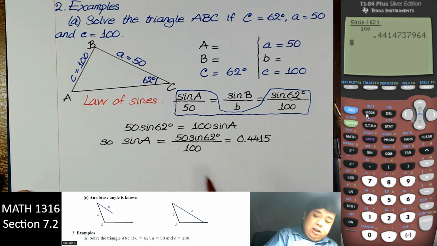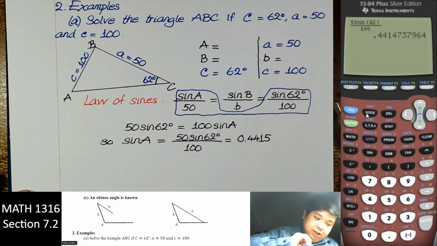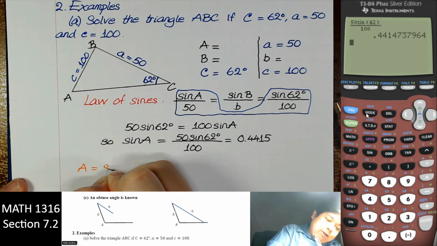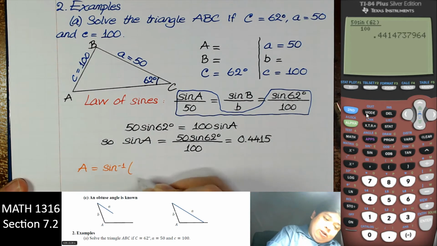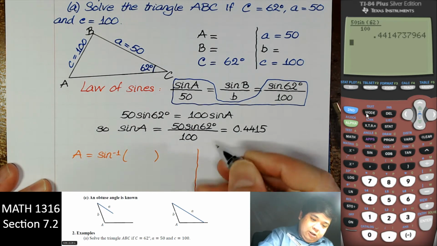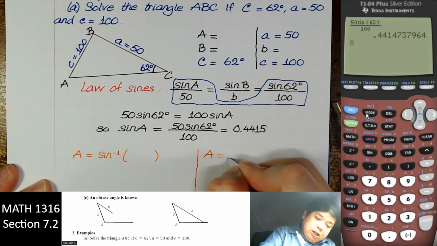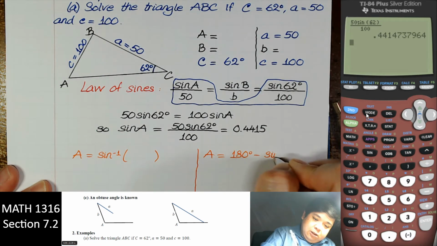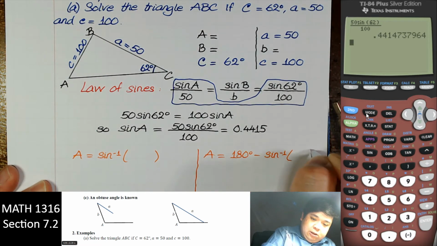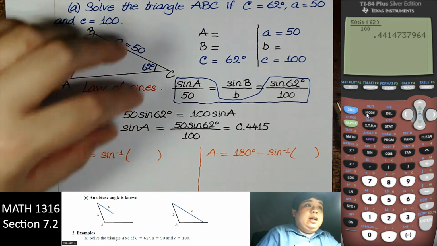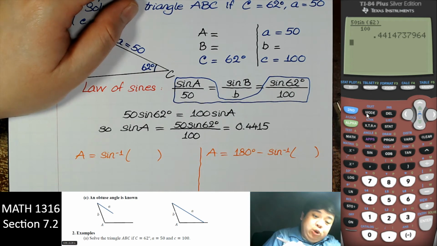The first one is A equal to the sine inverse of that ratio, and the other one is the supplement to that. Right. So that's why we might potentially have two solutions.